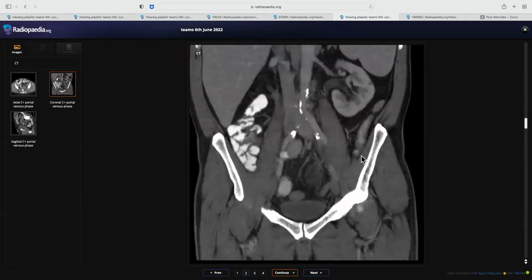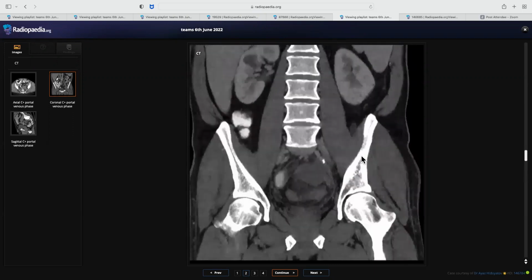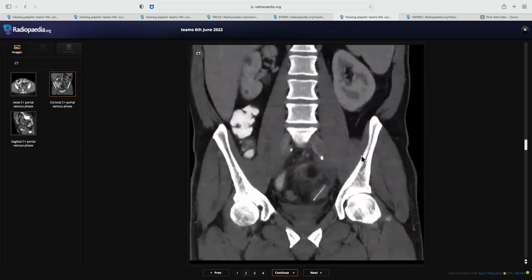Could you see something abnormal? Something which is standing out? I can see a linear hyperdense structure adjacent to that region. So what can it be? It can be a foreign body, with resultant possible perforation of the bowel at that region.